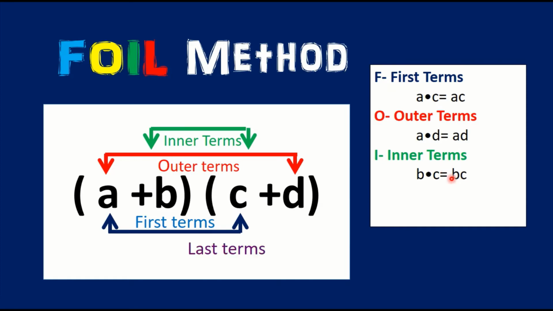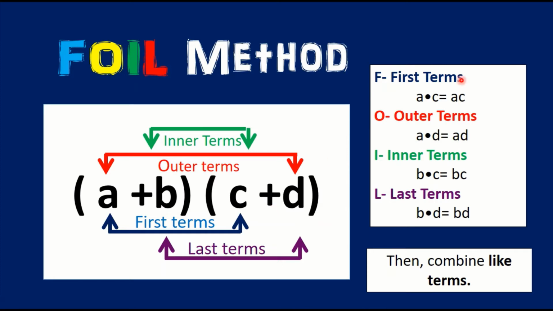And we have the last terms. In this, we have B and D. Get its product, which is BD. And the last step to multiply these two binomials is to combine like terms from the terms that we have obtained.